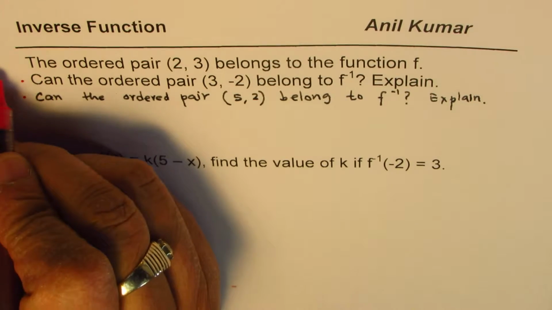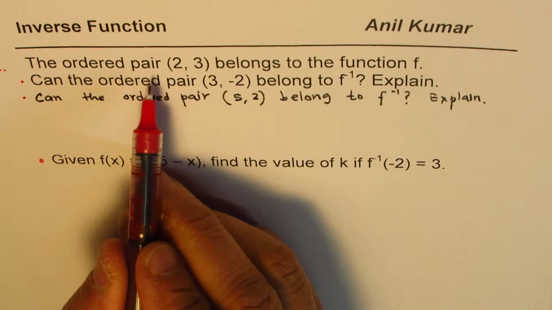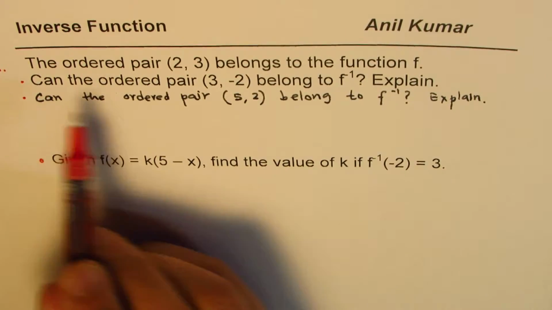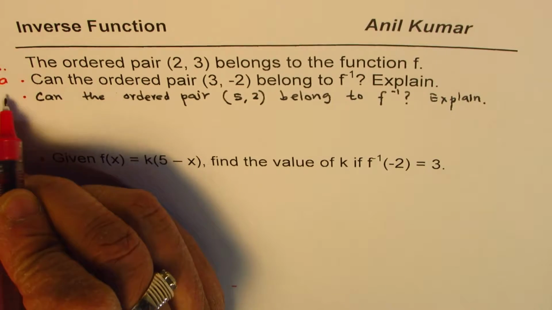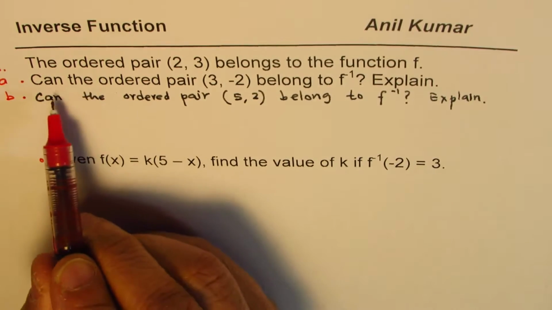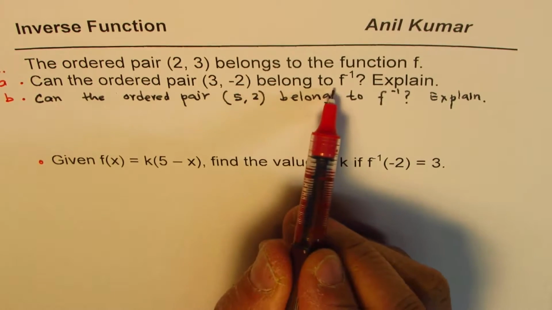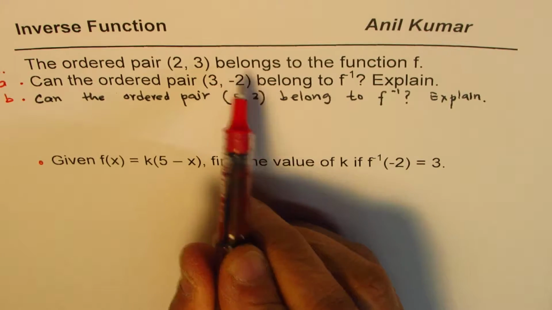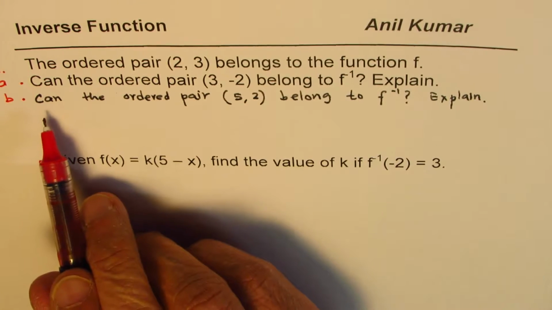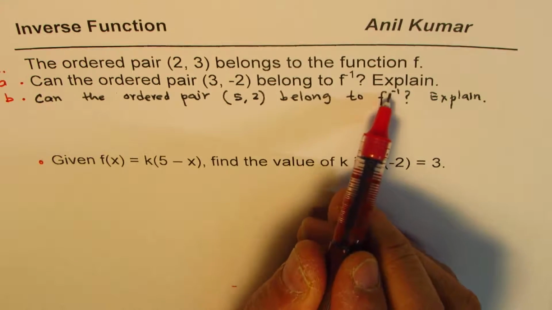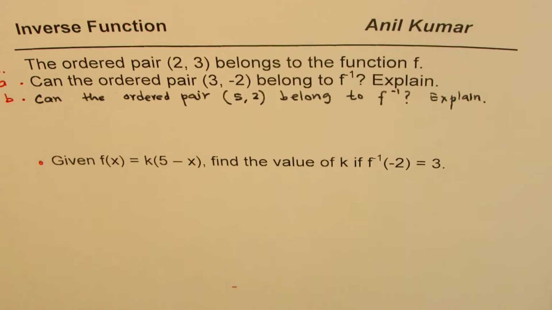The first one here is: the ordered pair (2, 3) belongs to the function f. Now related to this we have two parts, A and B. A: can the ordered pair (3, -2) belong to f inverse of this function? Explain. And part B: can the ordered pair (5, 2) belong to f inverse? Explain. So that's the question for you. You can pause the video, answer the question, and then look into my suggestion.